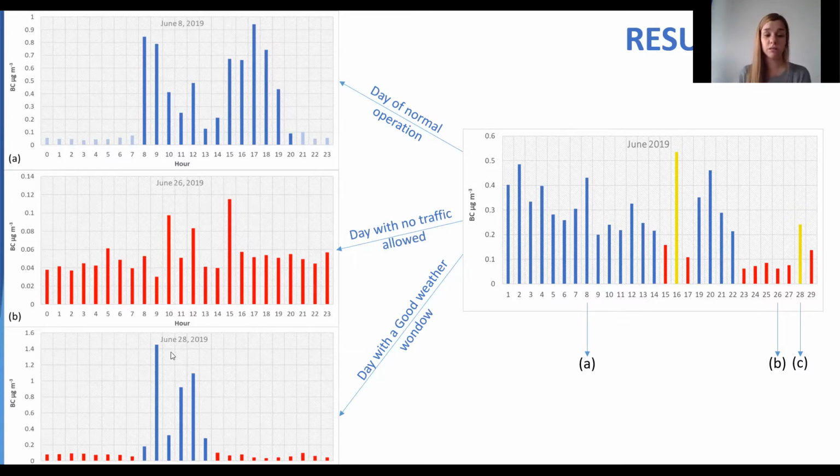In this case, June the 28th, traffic was allowed only from 8 to 1 p.m. So you can see how, when the traffic is allowed, the levels grow very fast and decrease when the traffic is banned again.